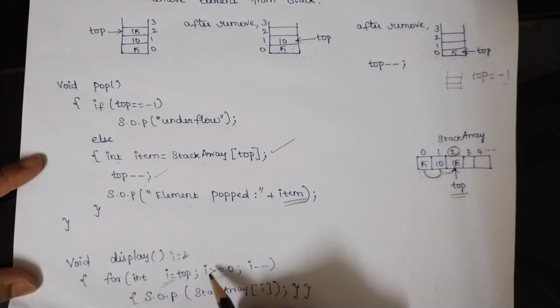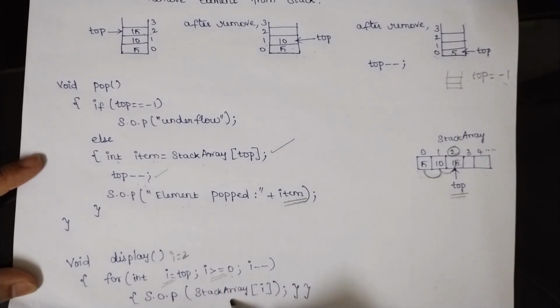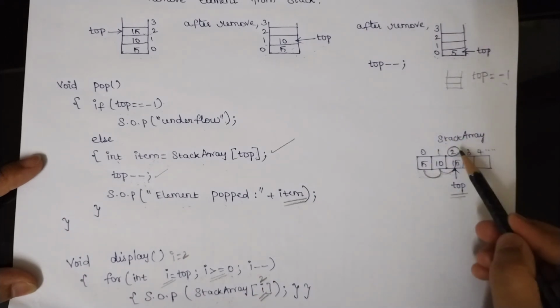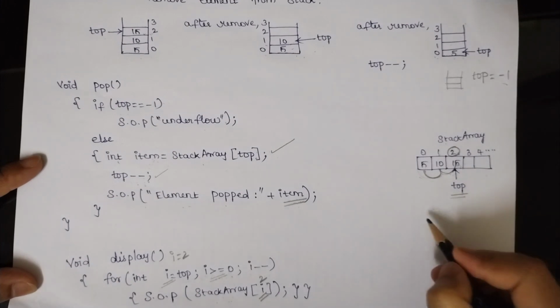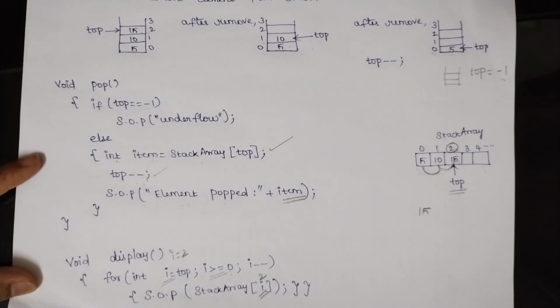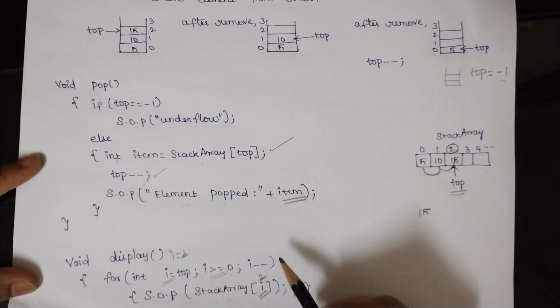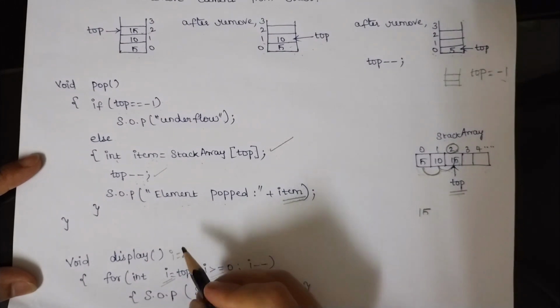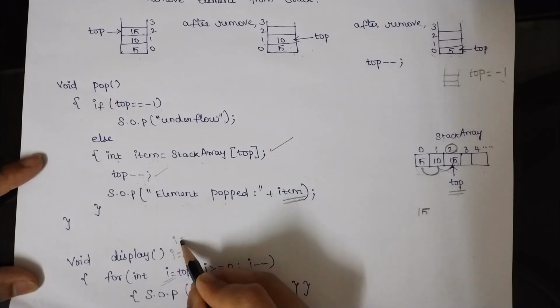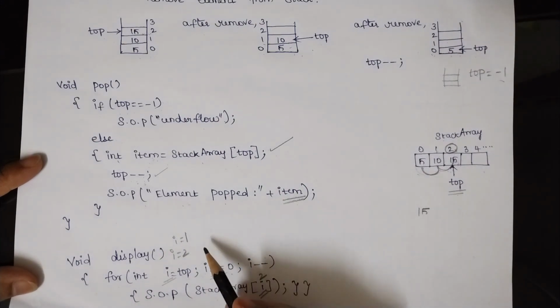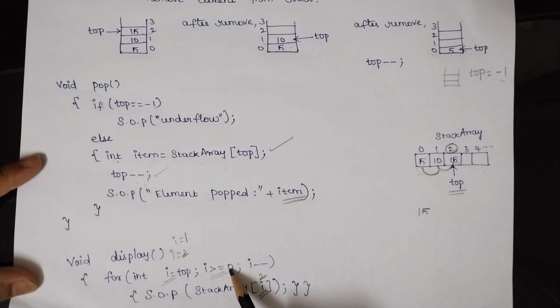I'm checking the condition whether 2 is greater than or equal to 0. Yes, it is true, so go to the block. Here you are printing the value present at index i. What is i now? It is 2, so what is stack array of 2? It has 15. Now 15 will be printed. After this, the i value gets decremented by 1, so the new i value is 1. Again it checks the condition, greater than or equal to 0, then it enters the block.